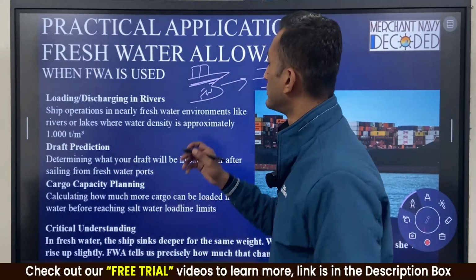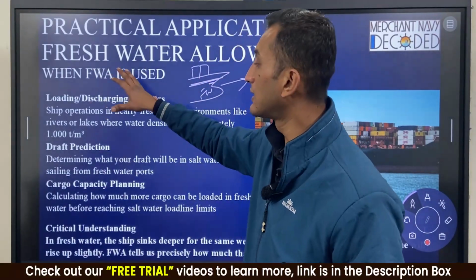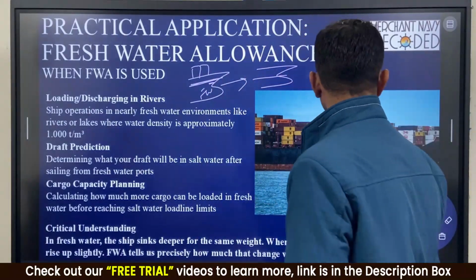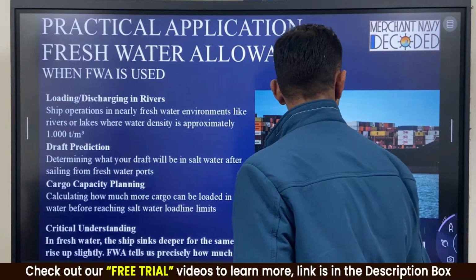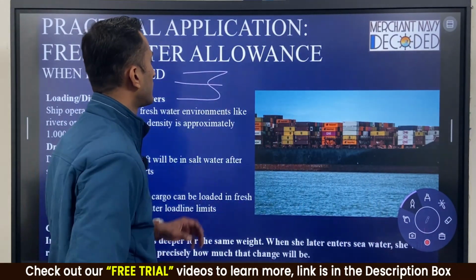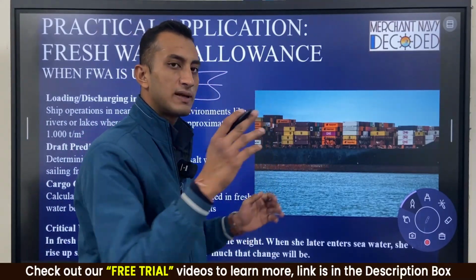She'll rise. So for this purpose, you load, you calculate freshwater lines, how much she'll go up. Also, for example, in salt water, you have loaded some cargo. Now you are going through a river passage. You know what is the depth of that river.